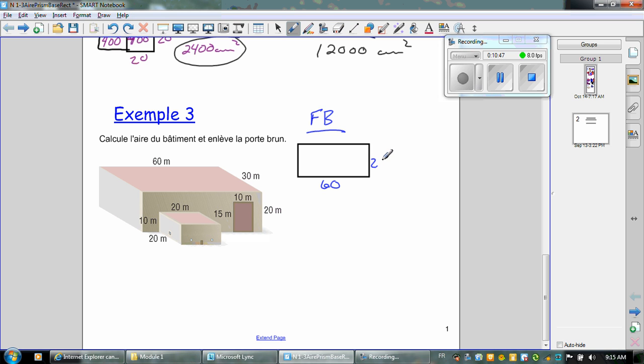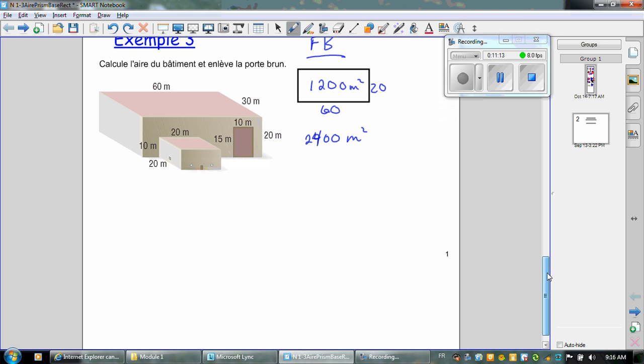60 by 20. So 1200 meters squared. I double that because the back is the same. If I look in the back, it would be 60 by 20. So the front and the back is going to be 2400 meters squared. All right.